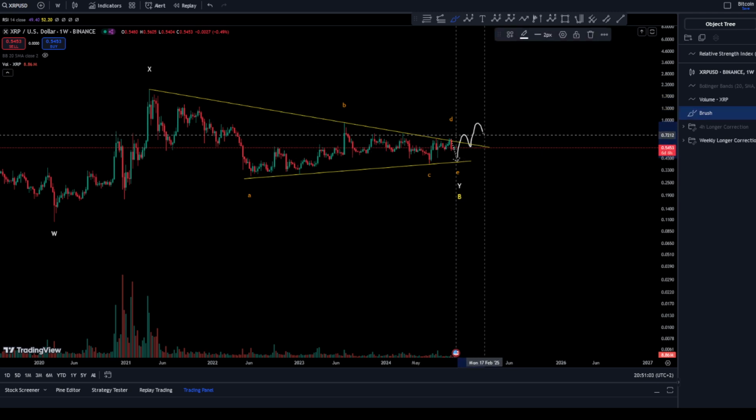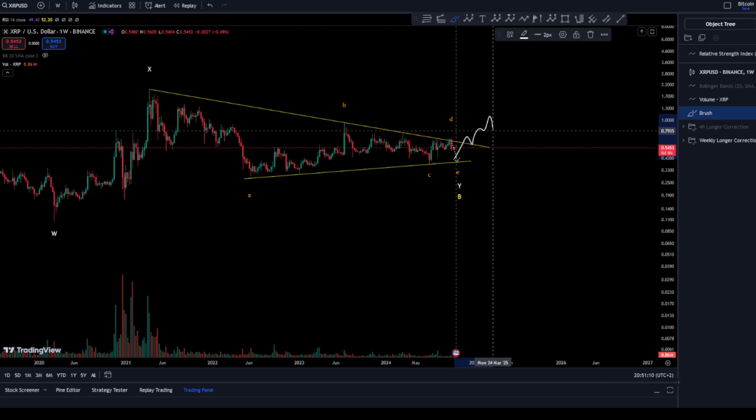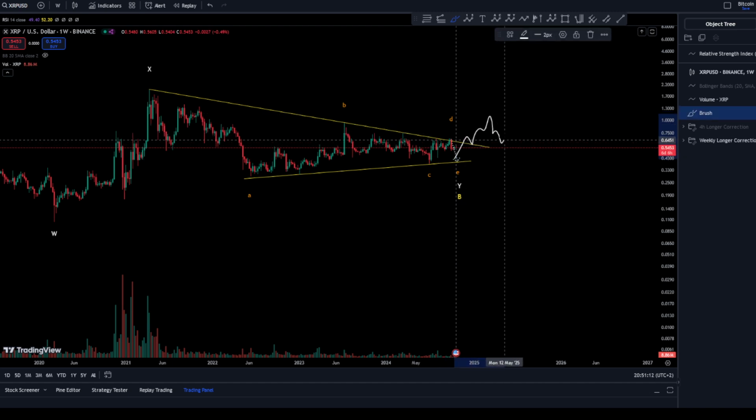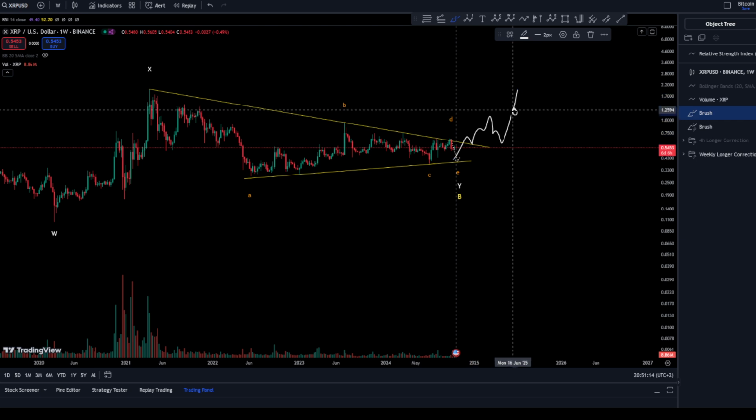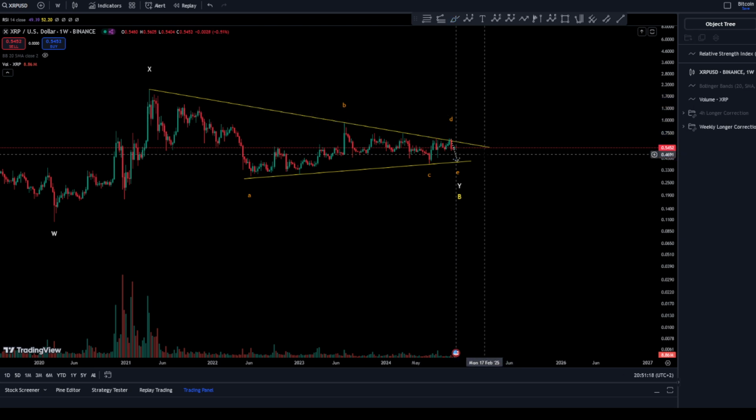However, a good signal would be 5 waves towards the upside and then 3 waves down, 1, 2, 3, 4, 5, then 1, 2, 3 as ABC, and then a move towards the upside, where you want to reach higher prices than this one.